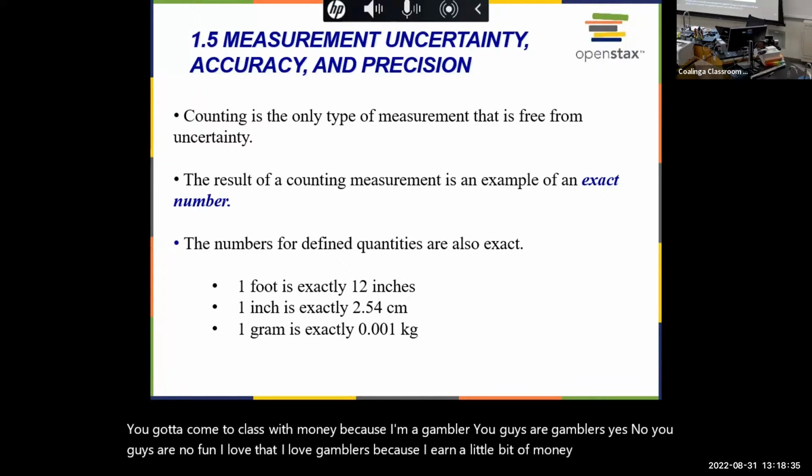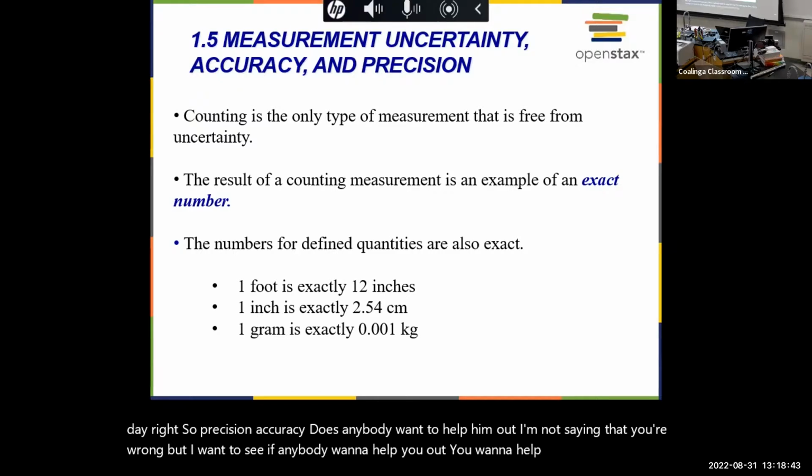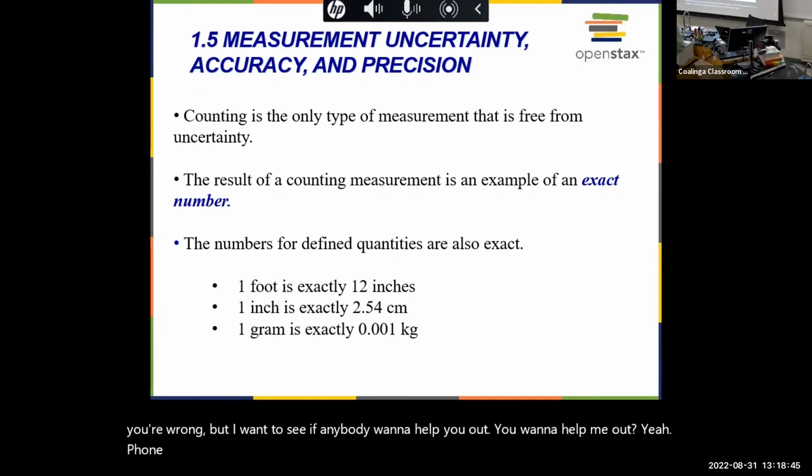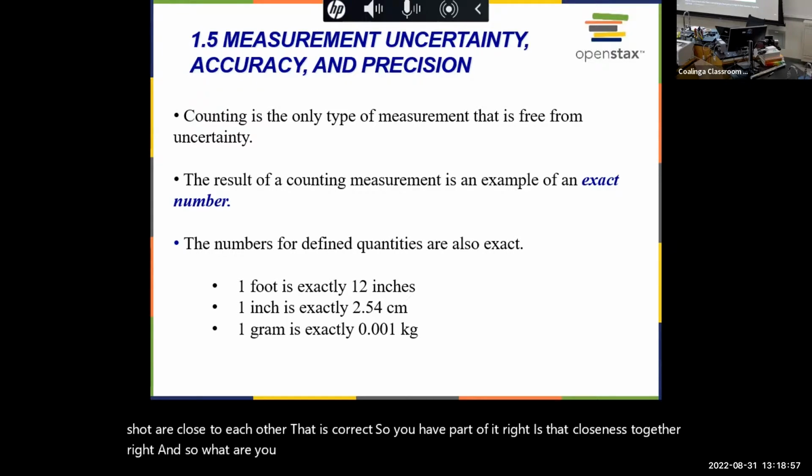So, precision, accuracy. Does anybody want to help them out? I'm not saying that you're wrong, but I want to see if anybody wants to help. Accuracy is how close you are to your actual number that you're aiming for, whereas precision is how close the numbers that you shot out are to each other. That is correct. So you have part of it right. That closeness together. So precision is when those numbers are really close together, and accuracy is hitting exactly what you want.